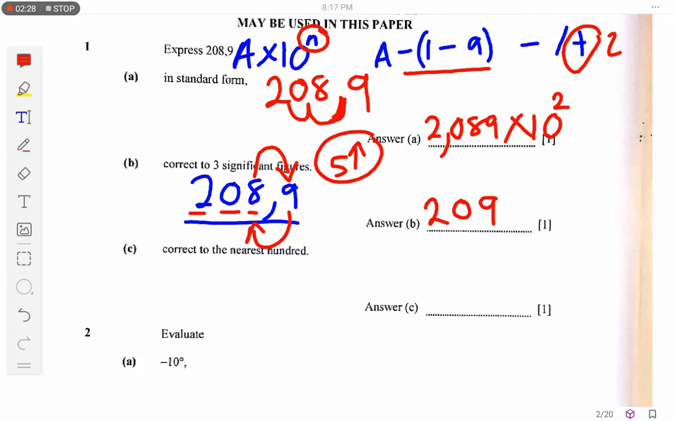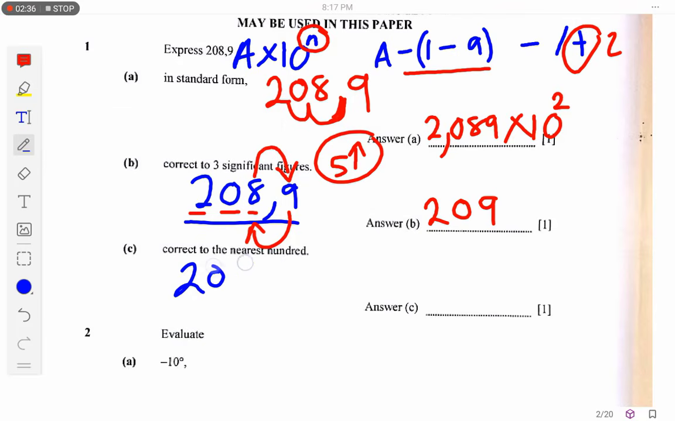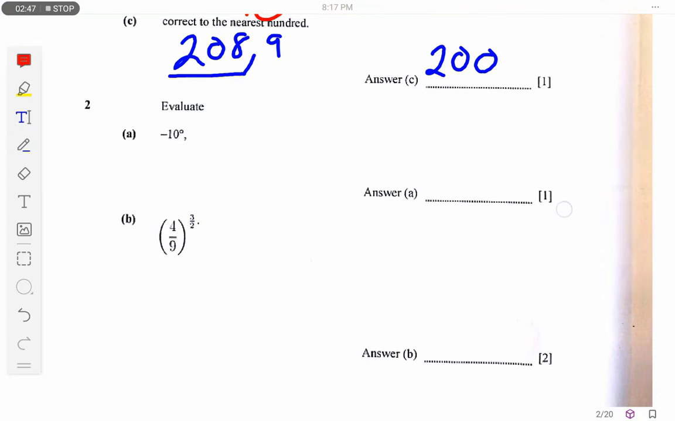The next one is talking about correct to the nearest 100. So you find out our hundreds, we have got 208.9. The nearest 100 that we can deal with is going to be 200 there. Okay, we are done. Let's move on to the next one.